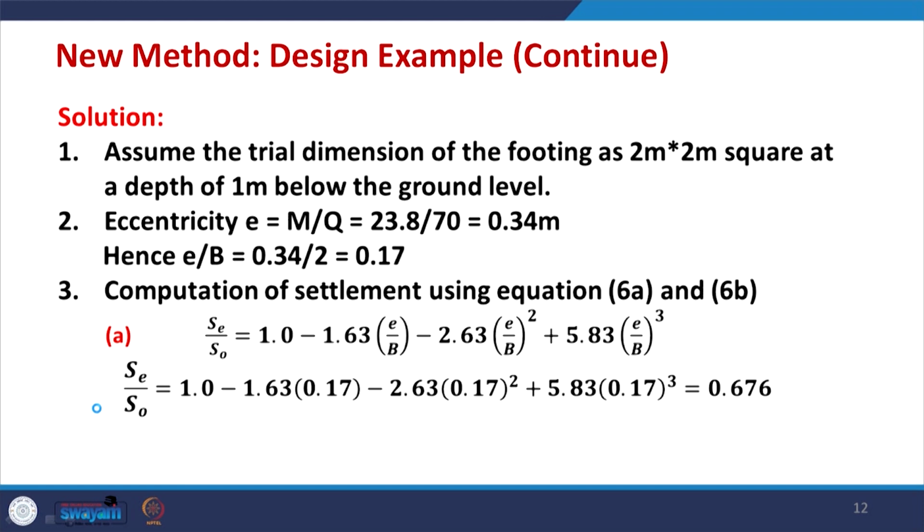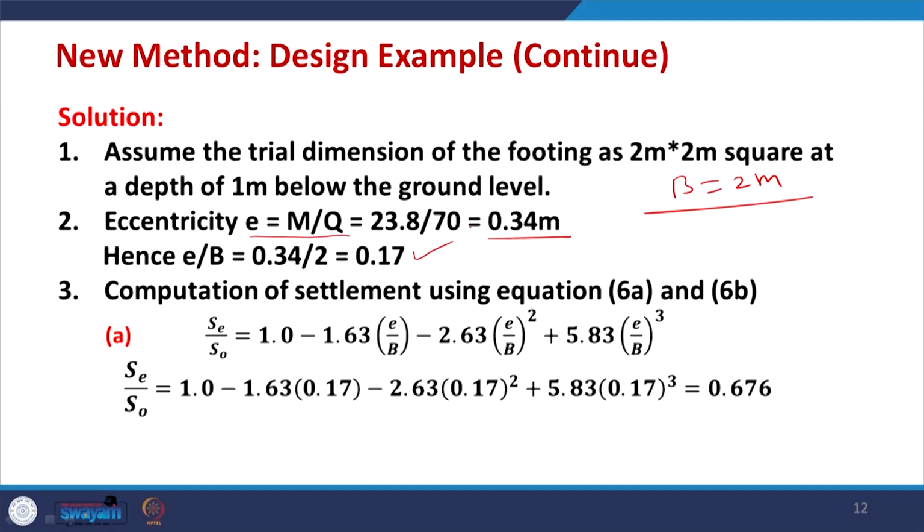Now, continuing with the design, assume the trial dimension of the footing as 2 meter into 2 meter square footing at a depth of 1 meter below the ground level. So, the B selected here is 2 meter. Since M and Q are given, you can calculate the value of eccentricity, which is nothing but the ratio M by Q. So, this gives you 0.34 meter, and for this 0.34 meter find the value of e by B. So, e by B comes 0.17, okay.